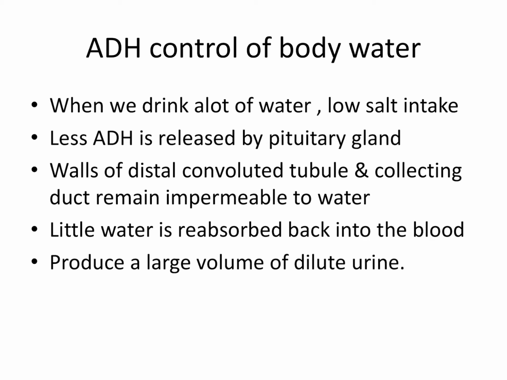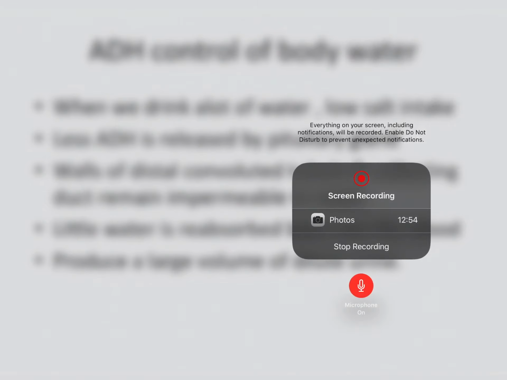On the other hand then, if you drink lots of water, less ADH is released by the pituitary. The walls of the distal convoluted tubule and the collecting duct are more impermeable to water, which means less water can be reabsorbed back into your blood. So you have more water in your collecting duct, if you like. So you'll have a larger volume of urine produced, and that will dilute the urea.